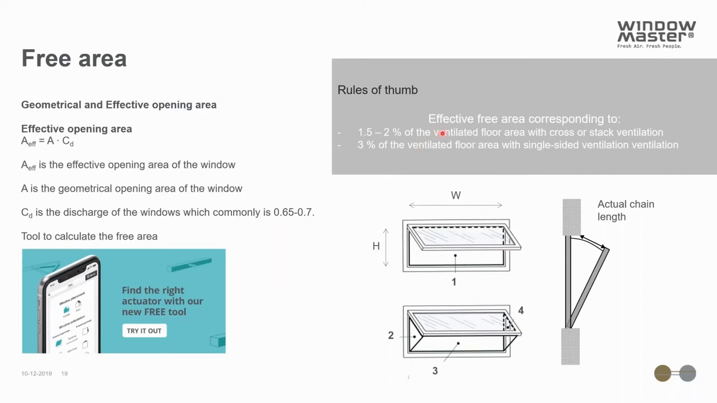But the required free area that you need for a project will of course depend on the specific performance that you desire for a project. But a good aim or good rule of thumb that we have found throughout the years is to aim for an effective free area corresponding to 1.5 to 2% of the ventilated floor area if you have cross or stack ventilation. And if you have single-sided ventilation, you should aim for around an effective free area corresponding to 3% of the ventilated floor area.